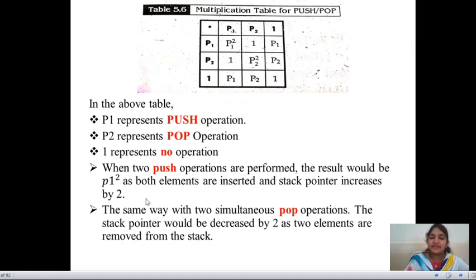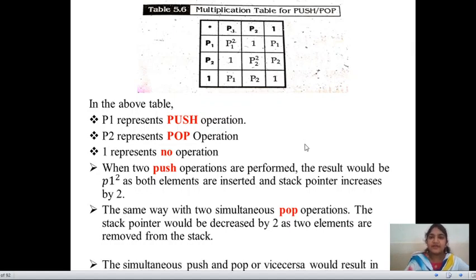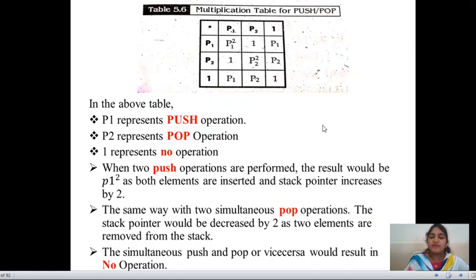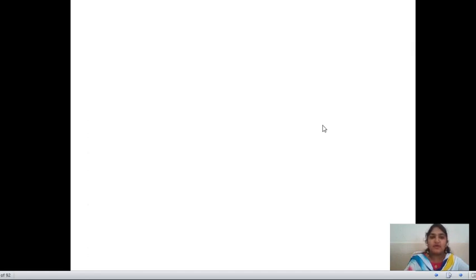In the same way, with two simultaneous pop operations, the stack pointer would be decreased by 2 as two elements are removed from the stack. So this is the multiplication table, a very easy table which defines the push operation and pop operation with no operation. Simultaneous push and pop, or vice versa, would result in no operation.